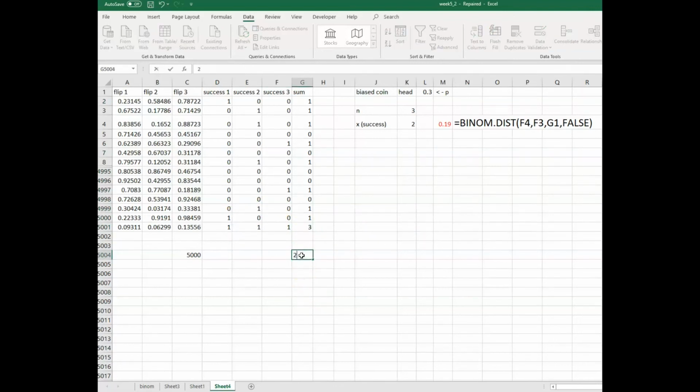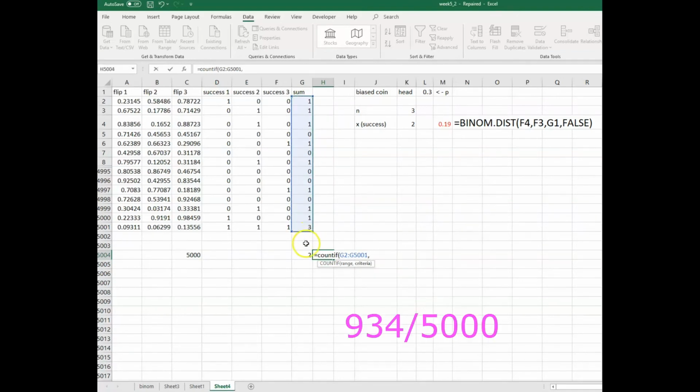And how many, because we care about 2 successes, right? So not here. Let's look at COUNTIF. So we are going to count this column if their value equals 2. So let's count how many. In total there are 334.